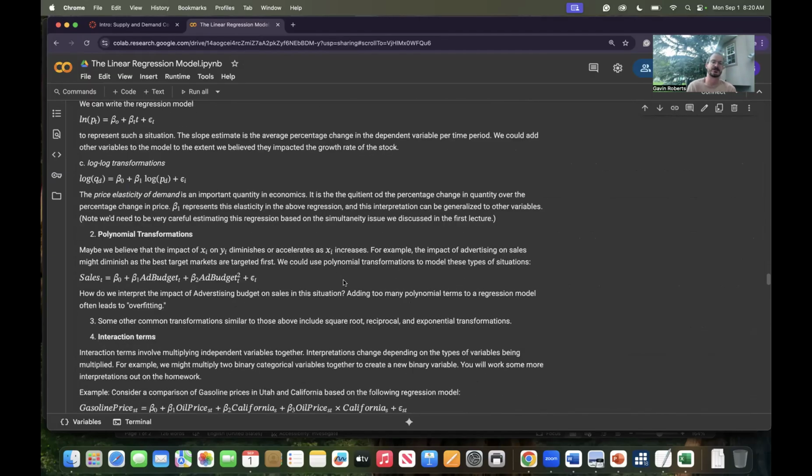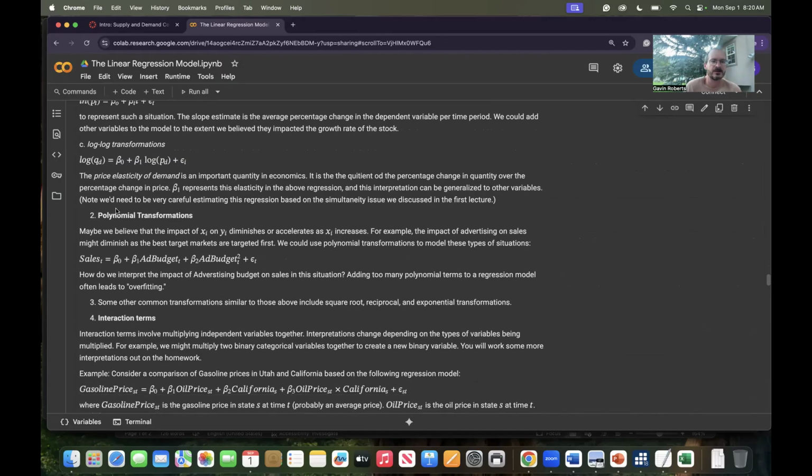Log transformations. These ones are very nice, very common in economics because we talk about something called elasticity a lot, which you can estimate this way. So the price elasticity of demand is an important quantity in economics.